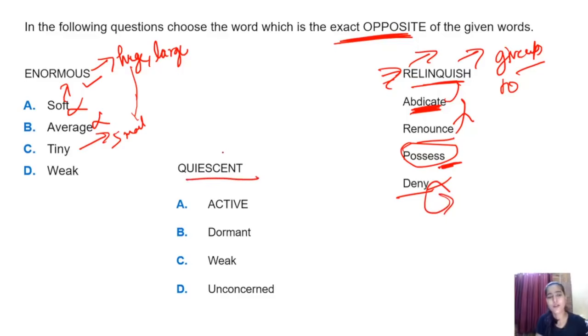Quiescent. Now what do you mean by quiescent? Something that is lazy, something that is dry, where there is no motion, something that is very lazy. This sort of explanation is enough for you, right? Now you have to tell the antonym. Active means something which is energetic, full of energy. And here we are talking about something lazy. So obviously the antonym of quiescent will be active. That will be the correct answer, right?